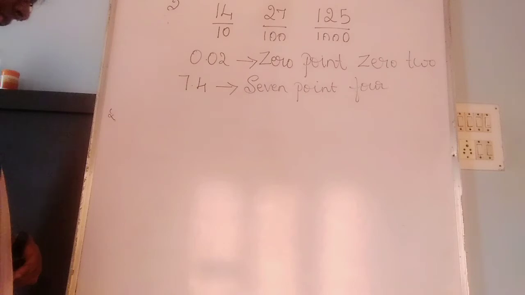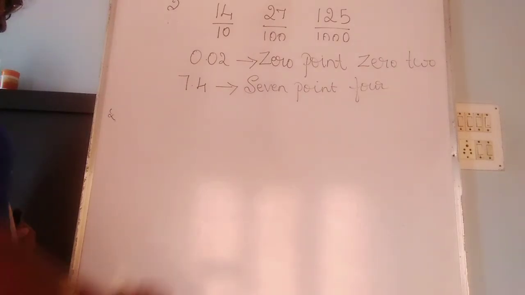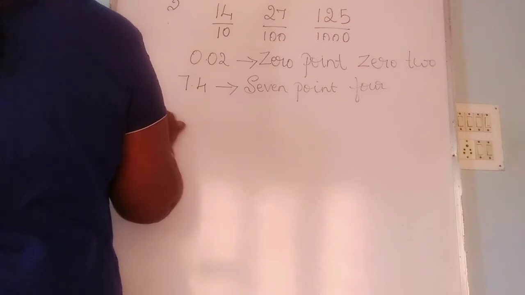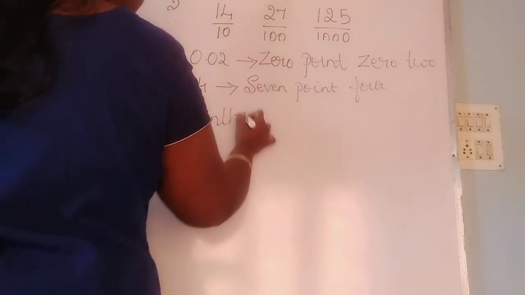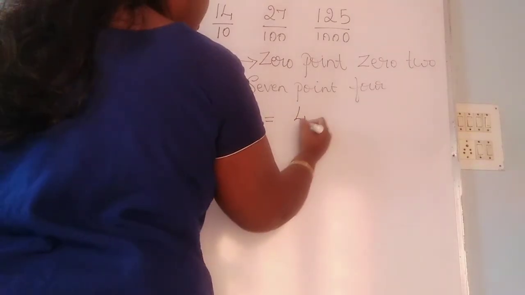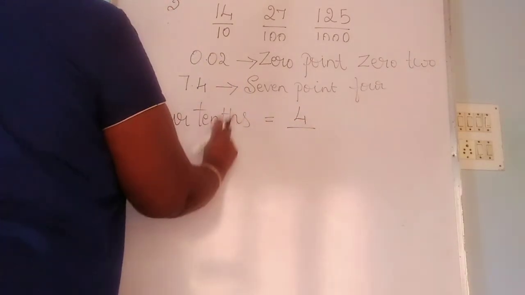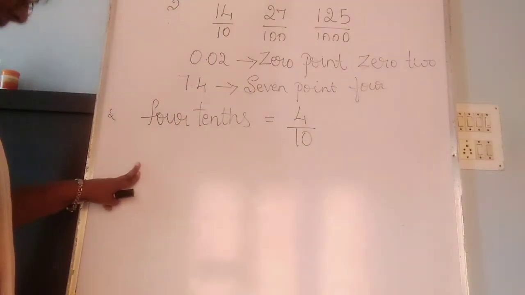Write as decimals. They will give you the number name and you have to write the decimal. 4 tenths. So this is 4. Write down 4 by tenths. Tenths means by 10. This is 4 by 10.